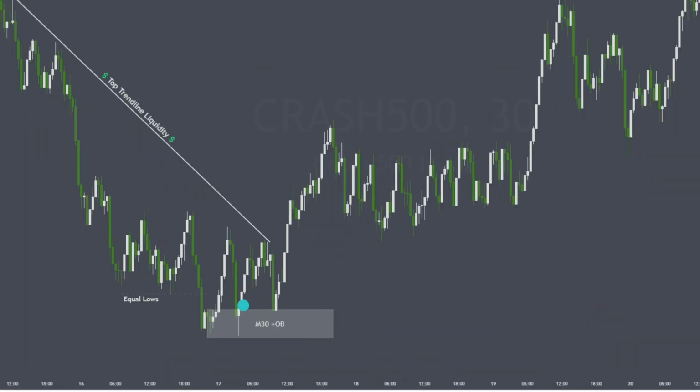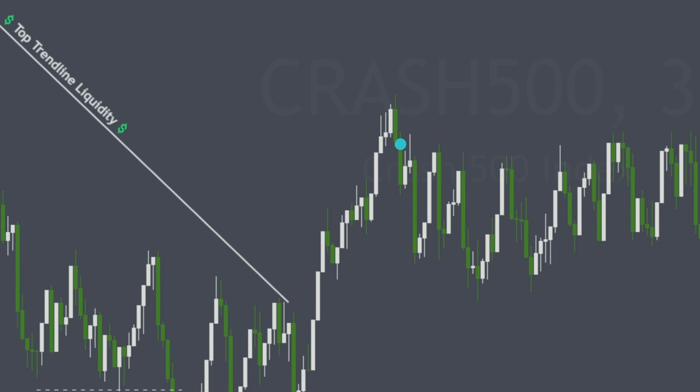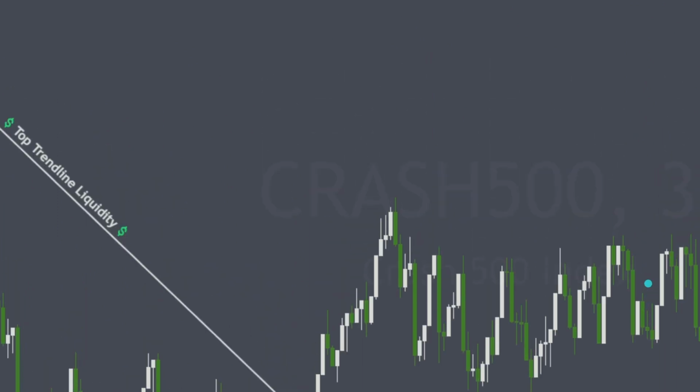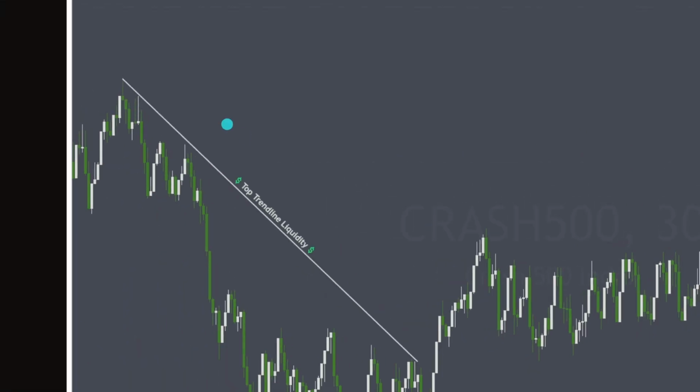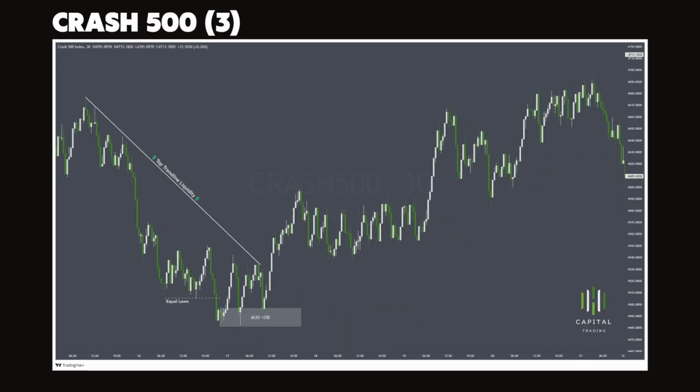Price did come back into this old order block, and we reached it twice and pushed to the upside. We did have a consolidation here, but they did spike to the upside after that. So they reached up until this level here. So that's how you'd look for top trend line liquidity on C500.